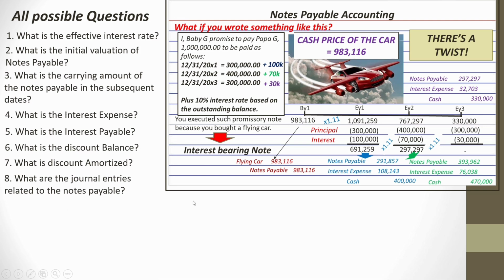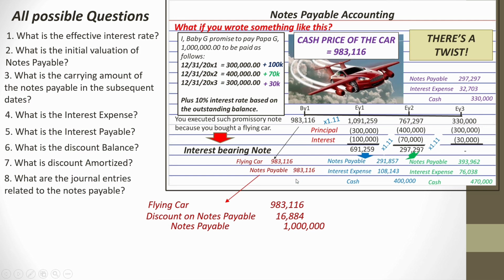However, let me remind you again that sometimes the journal entries of others can be a little bit different. Like instead of this initial entry, their entry will become like this. And as you noticed, there is a discount on notes payable recognized. So that is usually done to keep track of the discount balance and the discount amortized. But then again, even if your entries are as simple as these entries, you can still get the discount balance and the discount amortized as I have shown you earlier.